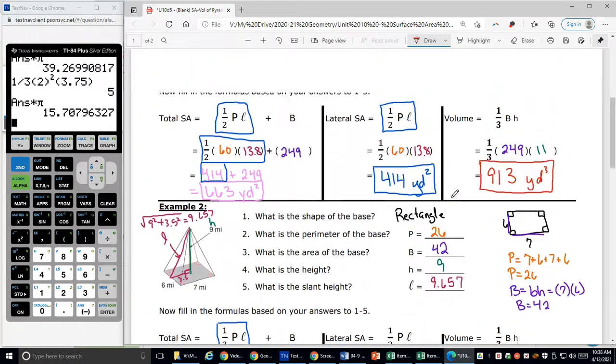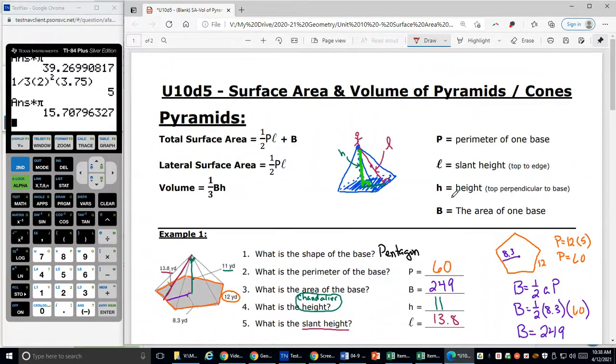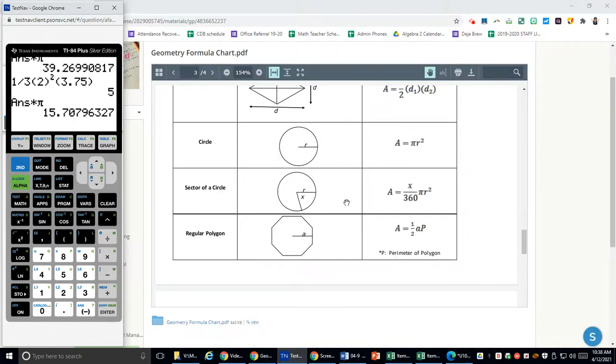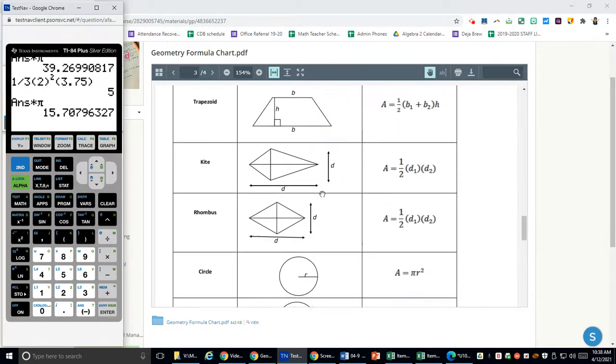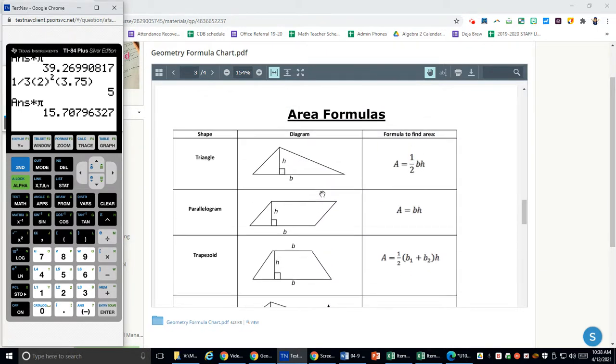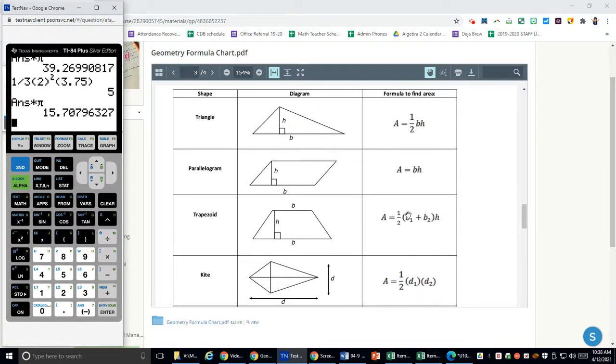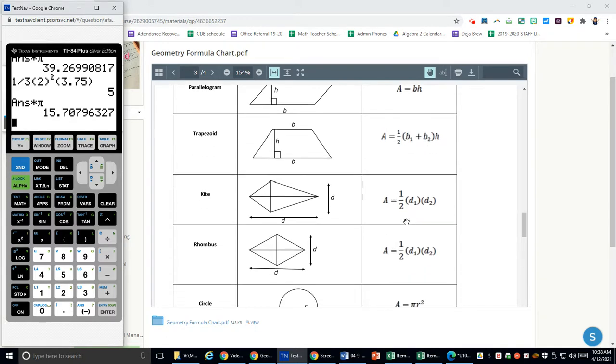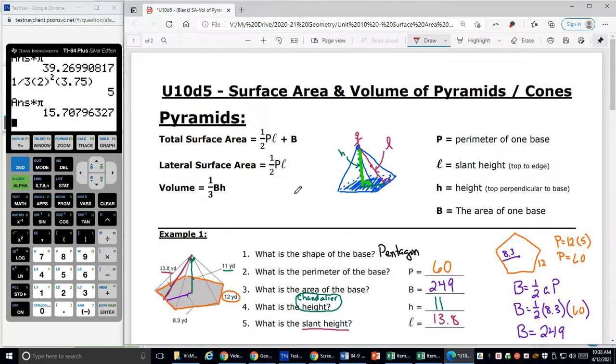For a pyramid, the very first thing you should always do is identify the base so that you can find the area of the base and the perimeter of the base, which the formula for finding the area of the base will change depending on the shape of your base, right? You can look at that formula chart that you have in Schoology. Depending on the shape of your base, what formula you're going to use to find the area, the capital B, on your pyramid. All right.